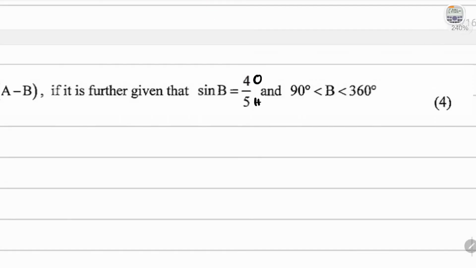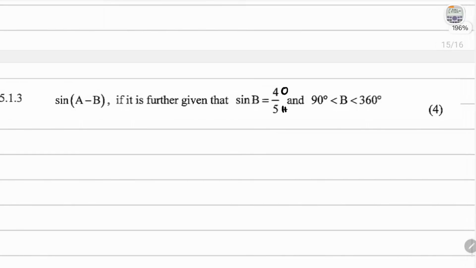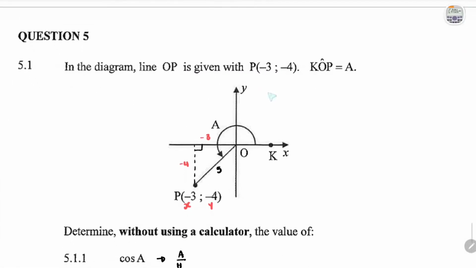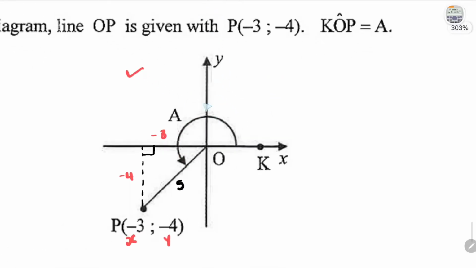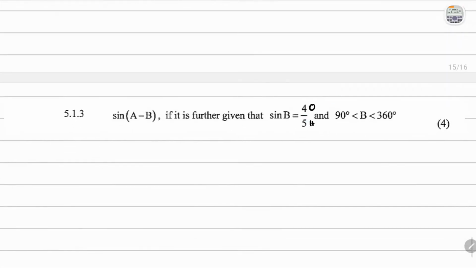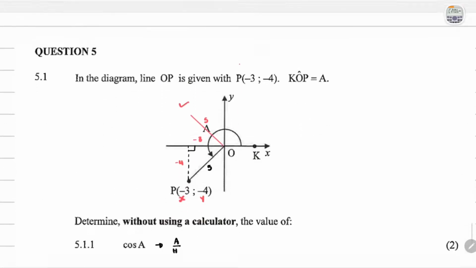Sine is 4 over 5, meaning that sine is a positive number. Sine is positive in the first and the second quadrant. But since B goes from 90 degrees to 360 degrees, it means it is in the second quadrant. So we have a radius of 5 units, and we can see that the opposite side is 4. So it fits perfectly with this one.